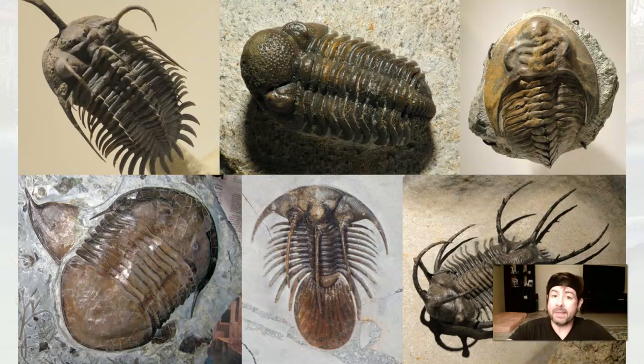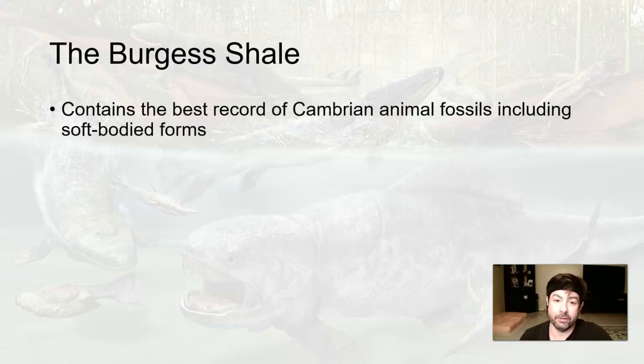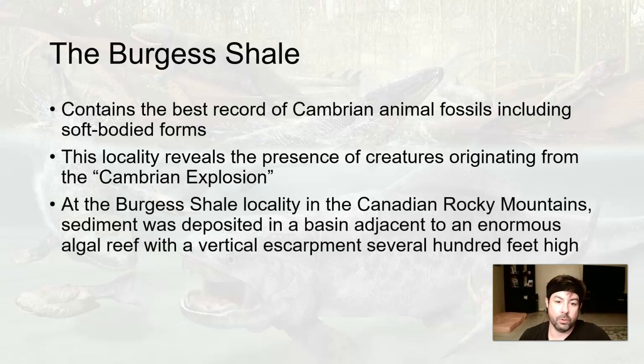Anyway, these things came about in the Cambrian. The reason we know about the Cambrian explosion is because of this one particular outcrop, at least initially, called the Burgess Shale. It contains the best record of Cambrian animal fossils, including soft-bodied ones. Most of these creatures, again, are coming from that Cambrian explosion. It's a small little outcrop of rocks way up in the Canadian Rocky Mountains.